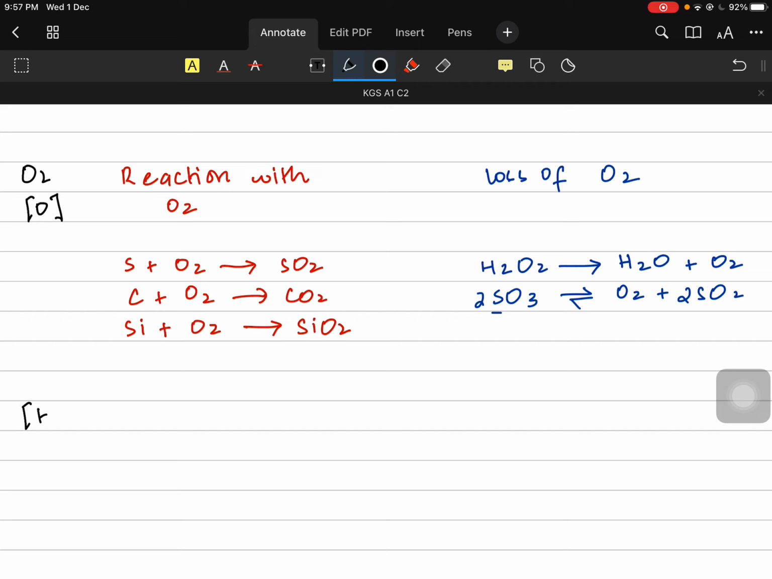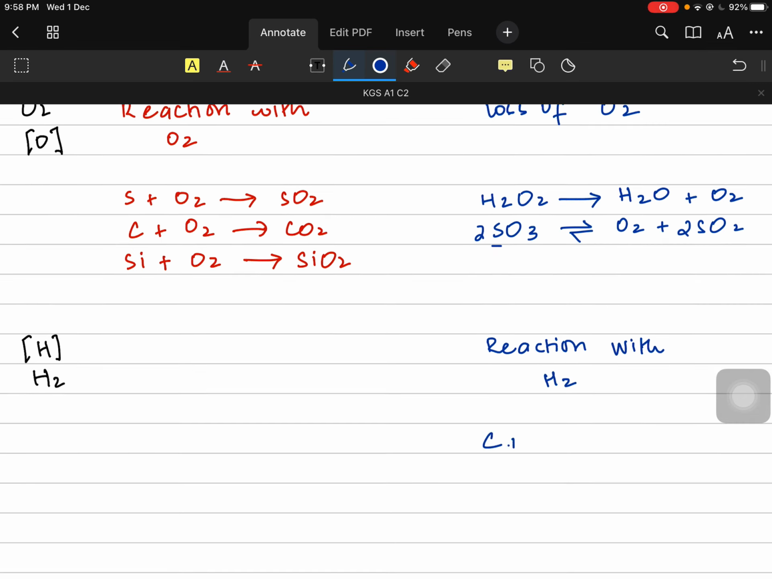In terms of hydrogen gas, it is totally the opposite. A reaction with hydrogen is reduction. For example, carbon reacting with hydrogen gives you methane. That's reduction. Nitrogen reacting with hydrogen gives you ammonia gas. So that is reduction of the nitrogen. The opposite would be the oxidation, so loss of hydrogen.